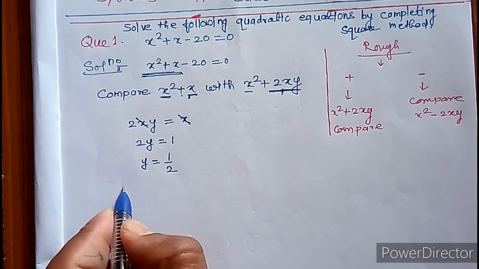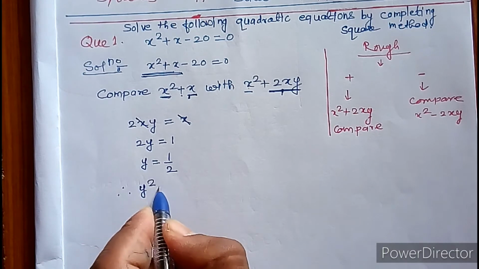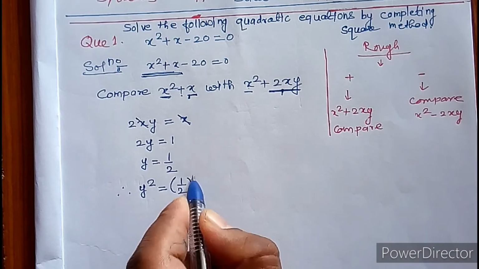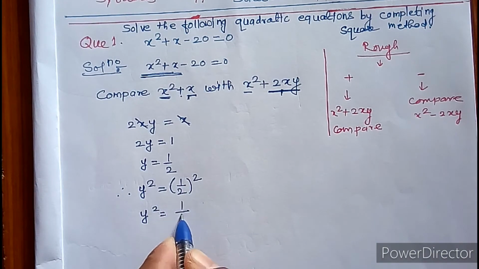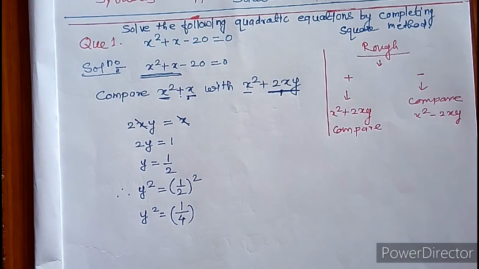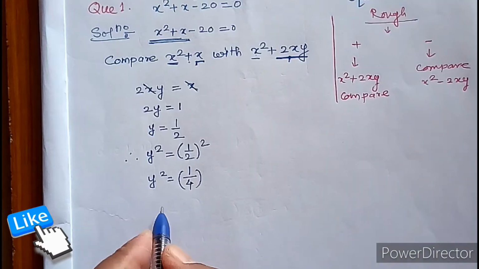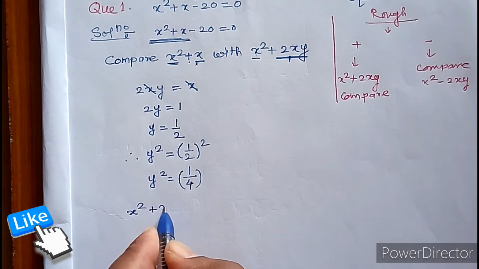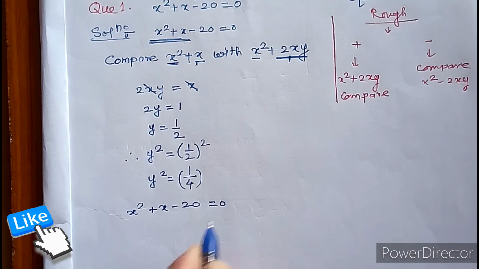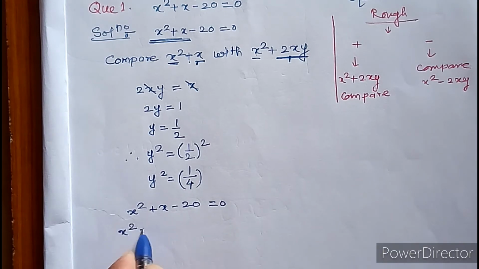Now on squaring, the square of y means we have to square this 1 by 2 whole square. Therefore y square will be equal to square of 1 is 1 and square of 2 is 4. Then we get y square equals 1 by 4. Now write down the equation as it is, that is x square plus x minus 20 equals 0. This is the given quadratic equation, which we can write as x square plus x plus 0 minus 20 equals 0. We are adding 0, means this equation is as it is.